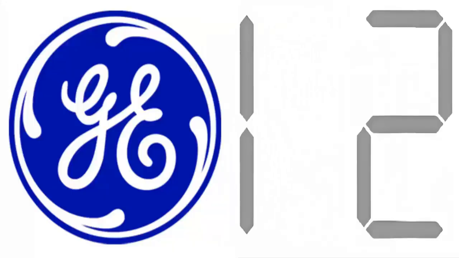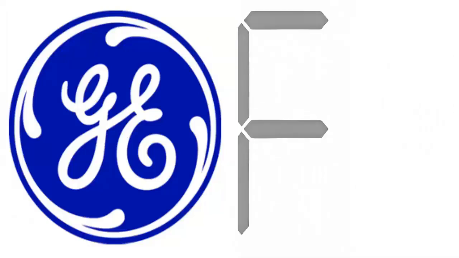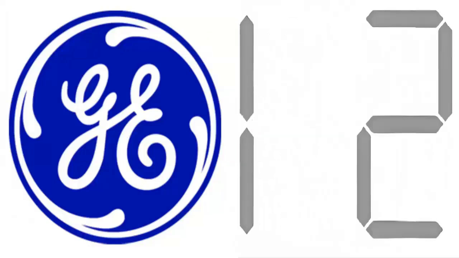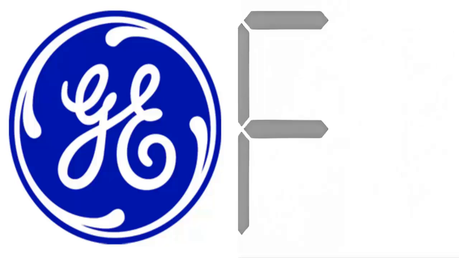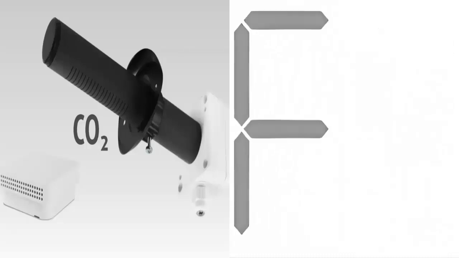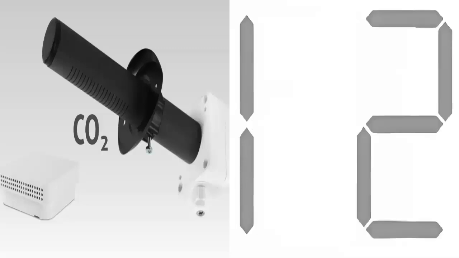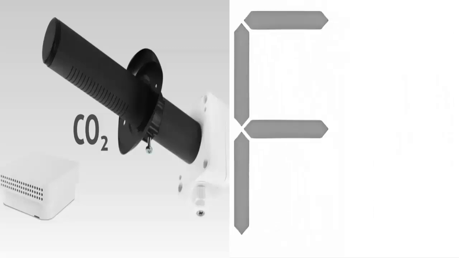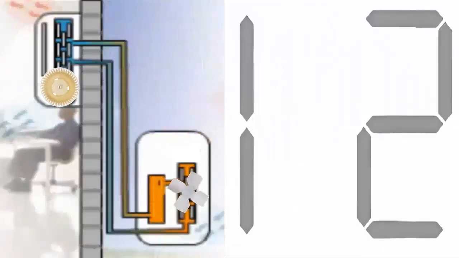5. In General Electric, the F12 code is an indication of a problem with the CO2 sensor. This sensor is responsible for detecting the level of carbon dioxide in the air and adjusting the air conditioner's operation accordingly. When the sensor malfunctions, it triggers the F12 error code, causing the unit to shut down to prevent potential contamination hazards.